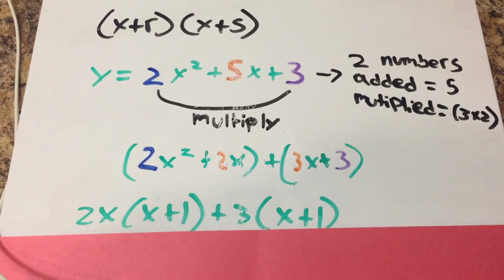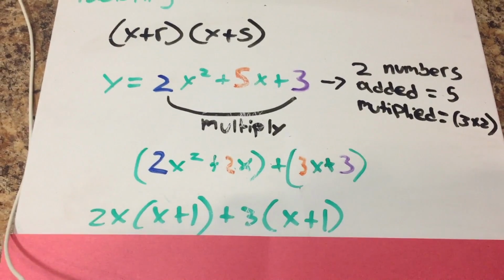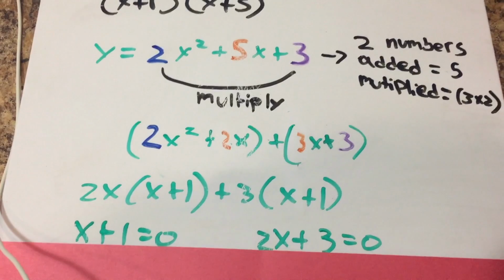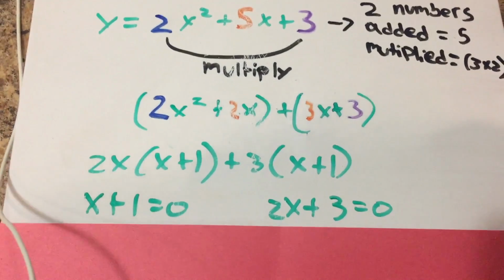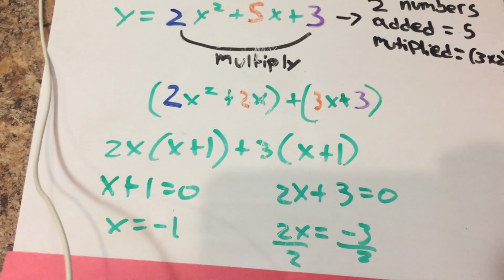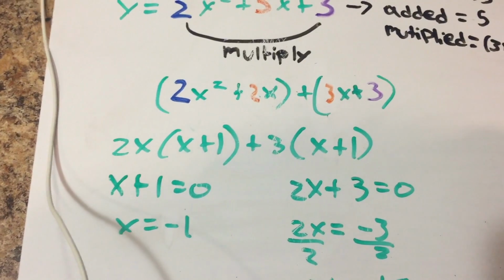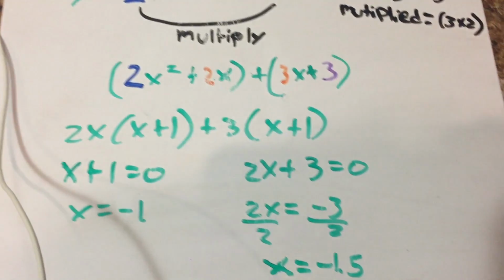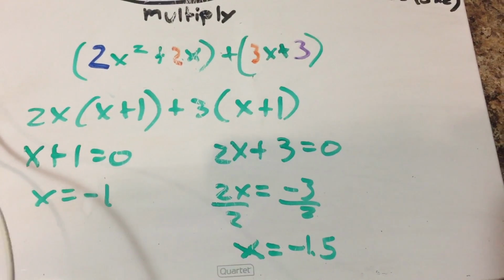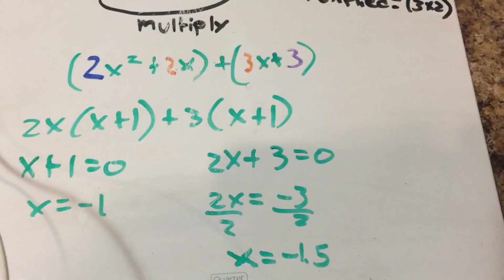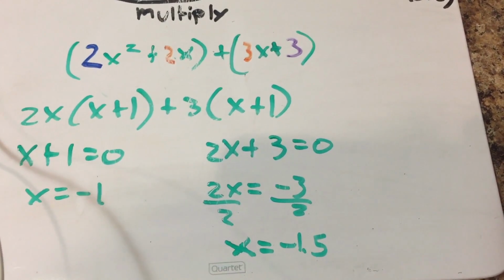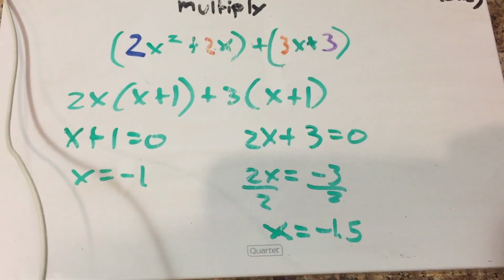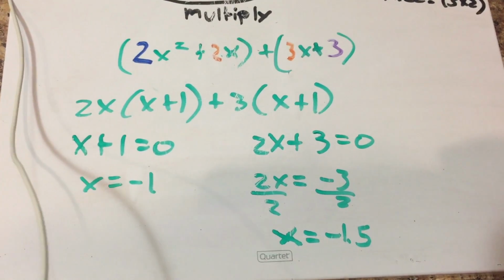Now we factor these two, and we get 2x times x plus 1 plus 3 times x plus 1. Since x plus 1 is common, that is one of our factors, and 2x plus 3 is our other. So we have x plus 1 equals 0, so we bring the 1 over and we get x equals negative 1 as one of our roots. 2x plus 3 also equals 0, so we get 2x equals negative 3. We divide both sides by 2 and we get x equals negative 1.5. So our two x-intercepts and roots are negative 1 and negative 1.5.